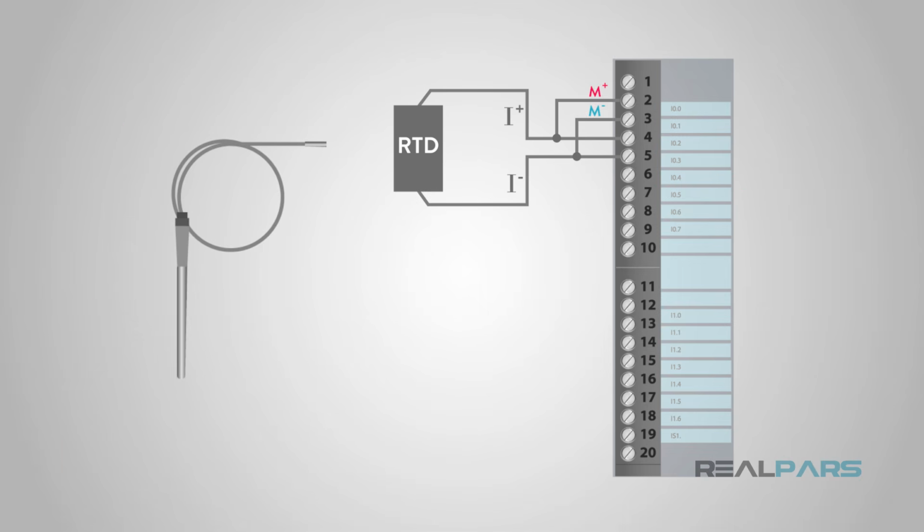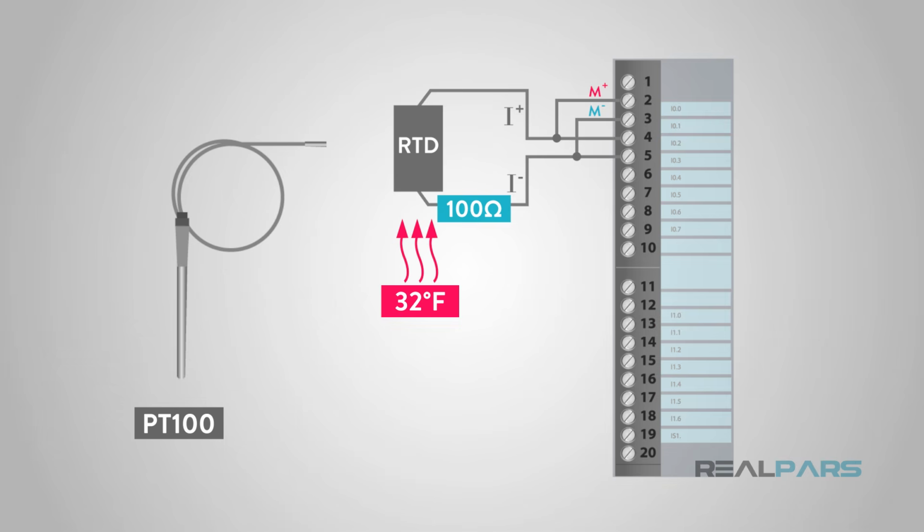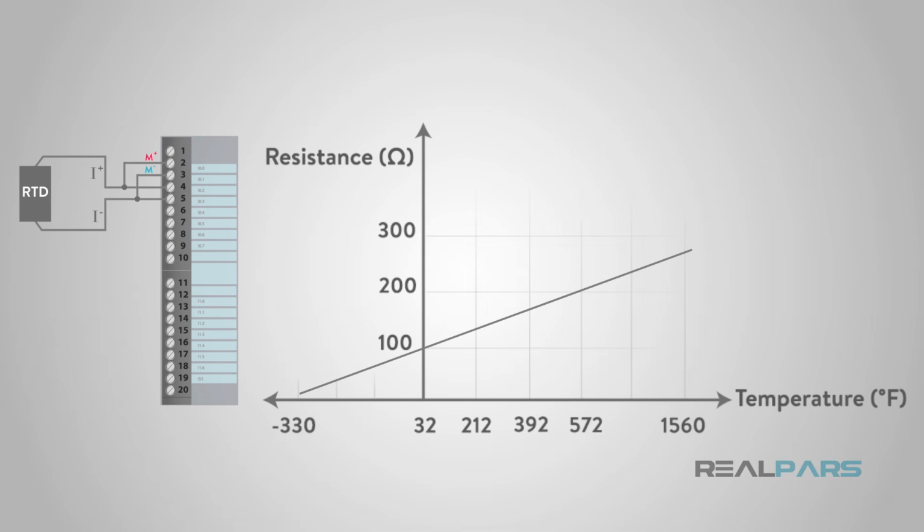One of the most common RTDs is PT100, which consists of a thin film of platinum on a plastic film and shows a resistance of 100 ohms at 32 degrees Fahrenheit. Its resistance varies with temperature and it can typically measure temperatures from -330 to 1,560 degrees Fahrenheit. The relationship between resistance and temperature of PT100 is relatively linear.